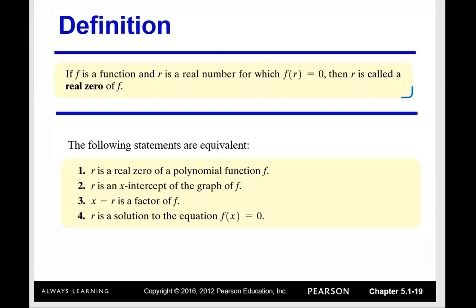So the following statements are all equivalent. Equivalent means the same. r is a real zero of a polynomial function f. r is an x-intercept of the graph of f. x minus r is a factor of f, and r is a solution to the equation f of x is equal to 0. It's all one and the same.